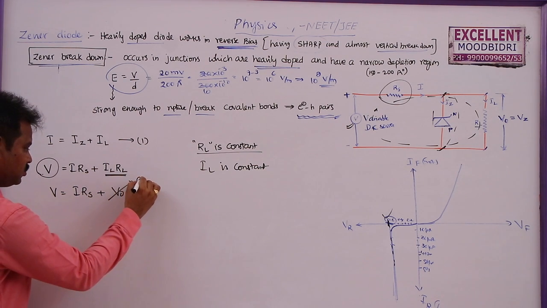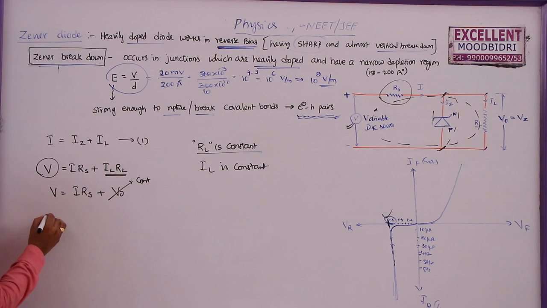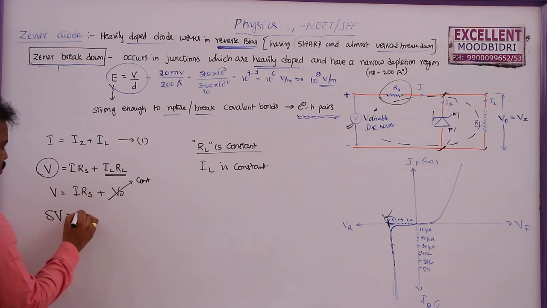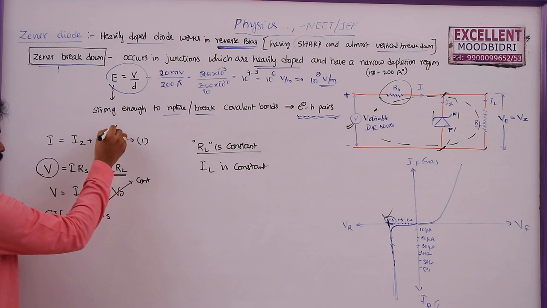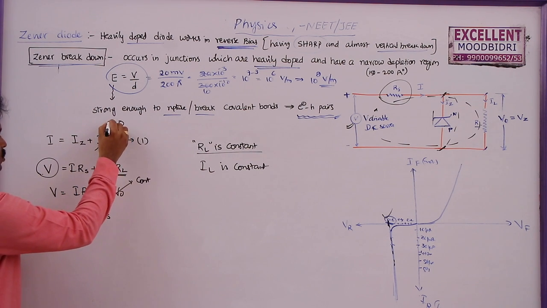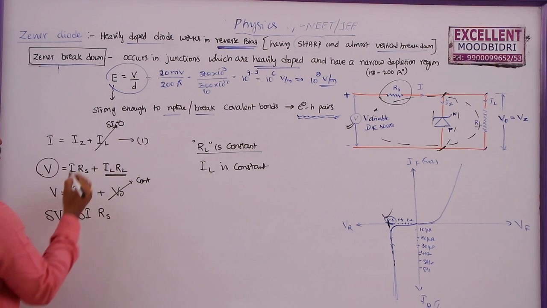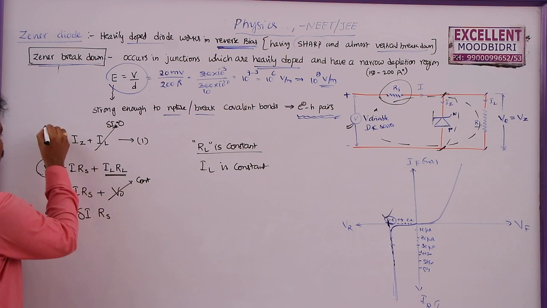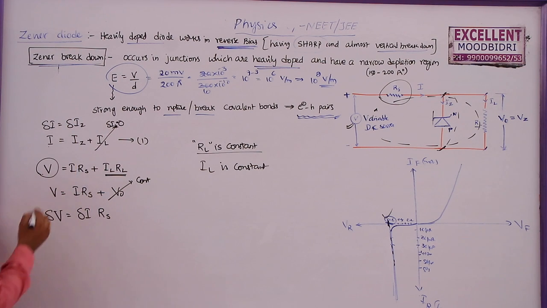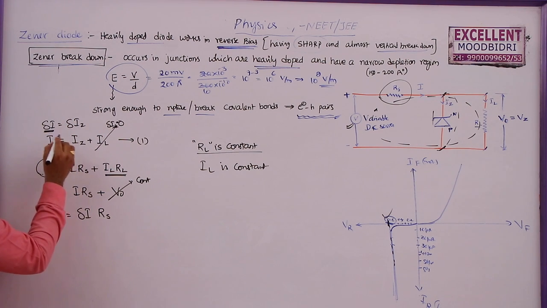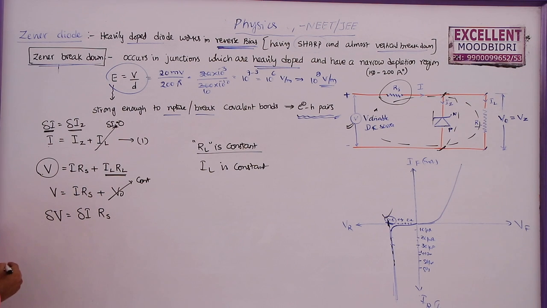As V0 is constant, if you differentiate this, change in the input voltage is equal to change in the current dI into RS. Similarly, as IL is constant here, that is dIL is 0. So from this we can write dI is equal to dIz. That means whatever change there is in the input current can be seen in the change in the characteristic, in this Zener current.